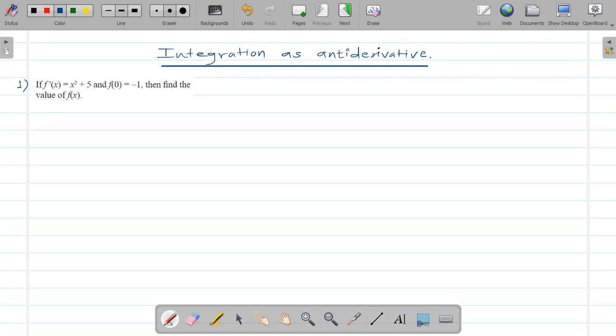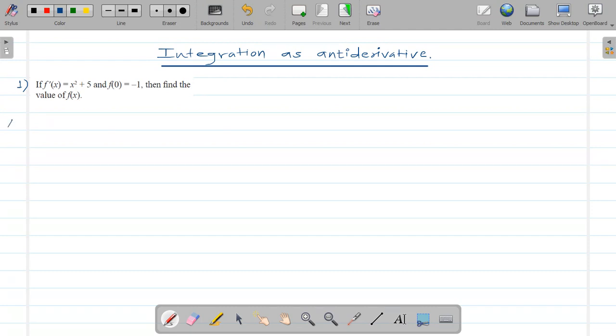And what we have to find out? We have to find out the value of f of x. So the function is not given to you, that we have to find out, but its derivative is given to you. Now as we know that integration is the antiderivative concept, so we will use that concept to find out the value of f of x. So let us see how you will solve.